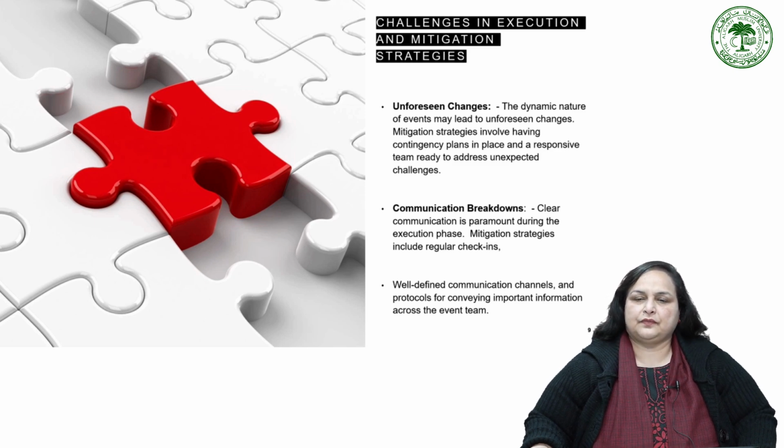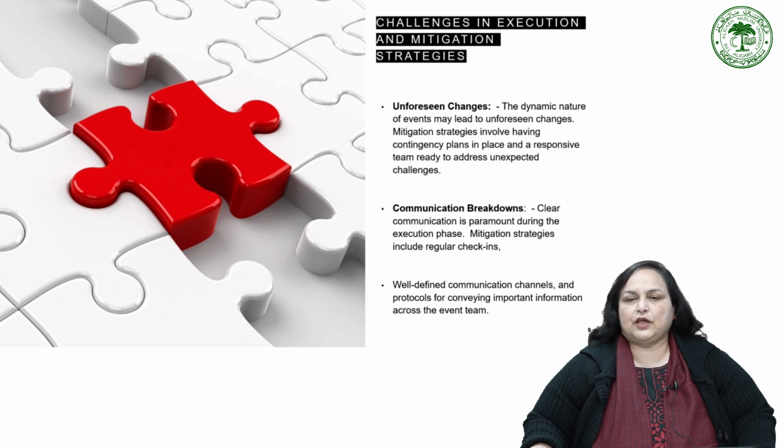Communication breakdowns. Clear communication is paramount during the execution phase. Communication breakdowns can lead to confusion and disruptions. Mitigation strategies include regular check-ins, well-defined communication channels, and protocols for conveying important information across the event team.